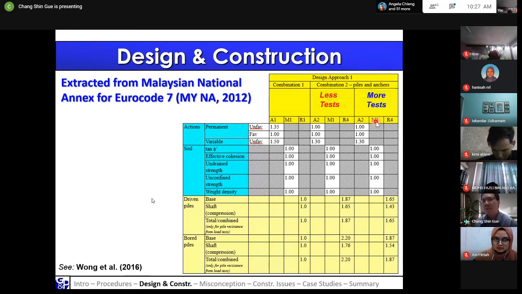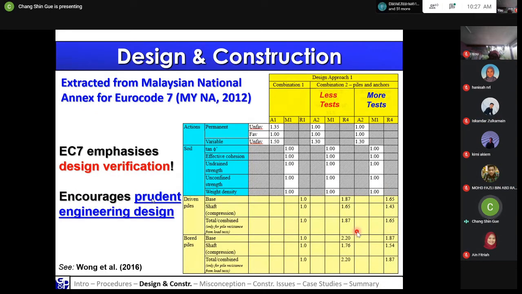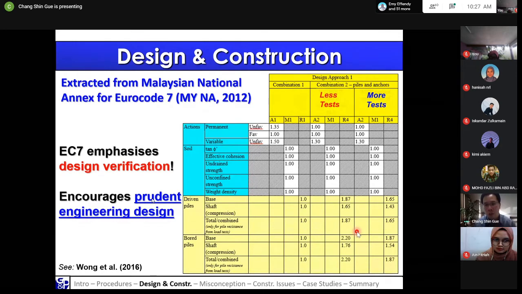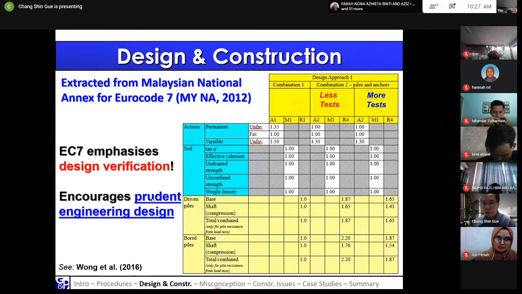What it actually means in simple terms is: will you be carrying out fewer tests or more tests? If you are carrying out fewer tests, you will be applying much higher partial factors, compared to if you're doing more tests, where you use lower partial factors. So basically, Eurocode emphasizes design verification, which encourages prudent engineering design. If you do more tests, you know better about the soil condition, so you can be more optimistic. If you're doing fewer tests, then you have to be more conservative, and therefore you have to apply larger partial factors. These are again explained and also given in the paper that I've shared with you.